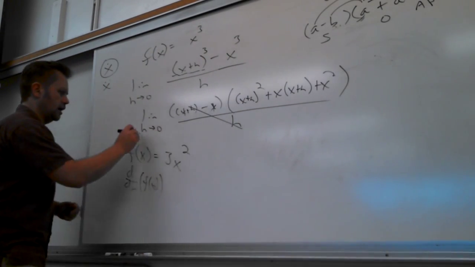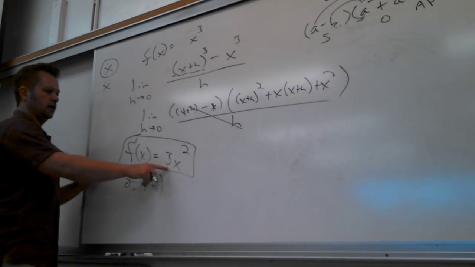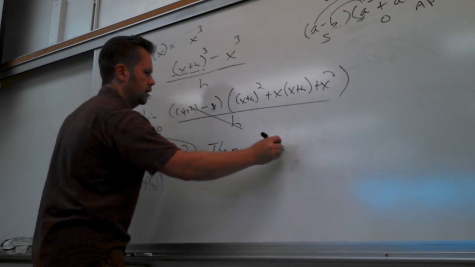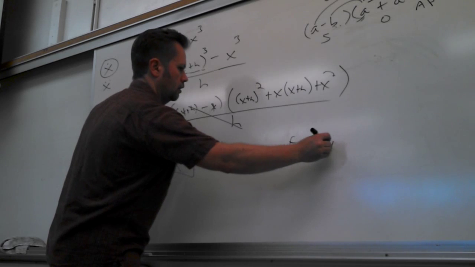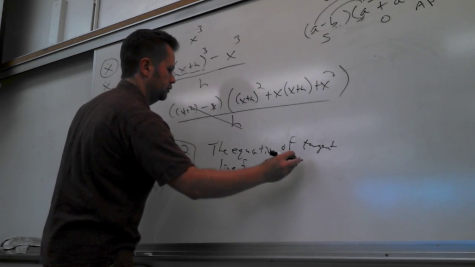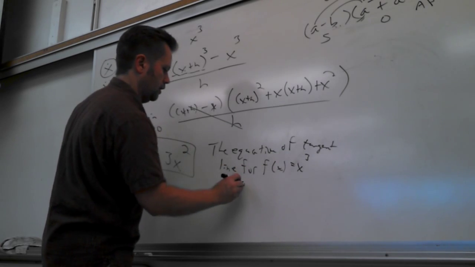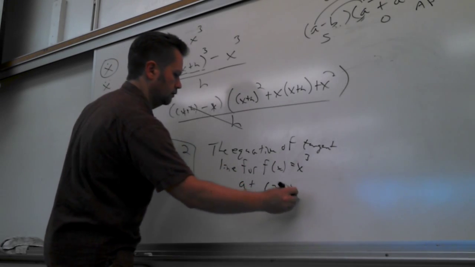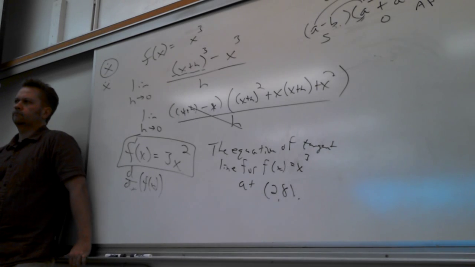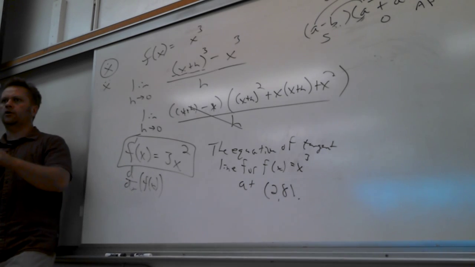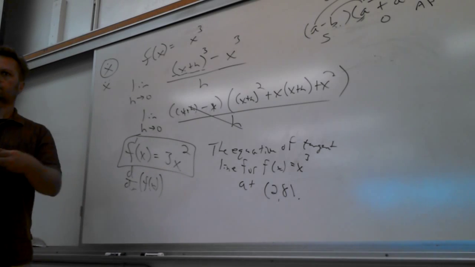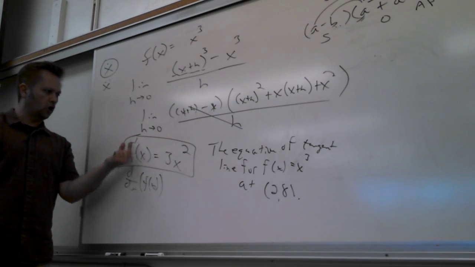What was my point with that? Oh yeah, so now if I wanted to know the equation of the tangent line for f of x equal to x cubed at (2, 8). What two things do you need for the equation of a line? Slope. How do I get the slope? From the f prime. Yeah, I've got the slope everywhere.